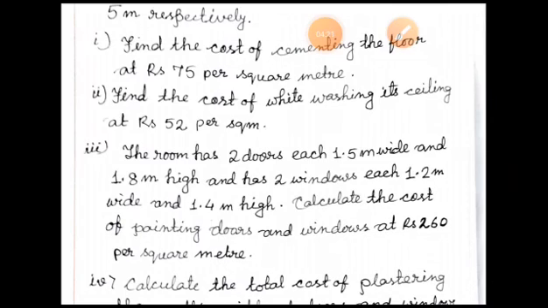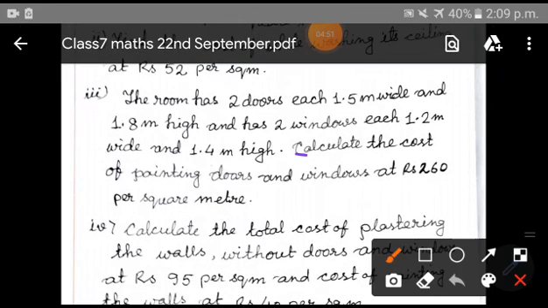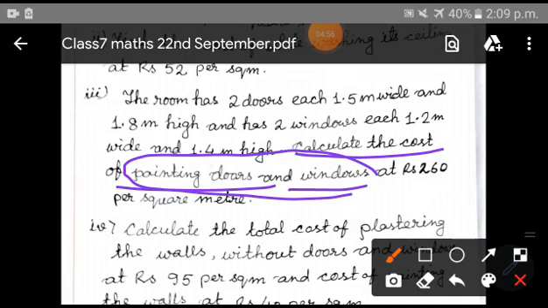Now the next subpart question was, the room has two doors, each 1.5 meter wide and 1.8 meter high. So here the dimensions of the doors have been mentioned, and the dimensions of the windows are also mentioned. So two windows are present, each having the width 1.2 meter and the height 1.4 meter. So calculate the cost of painting the doors and windows at rupees 260 per square meter. Now children, here we are talking about only painting the doors and windows. That means we will have to take out the area of doors and windows.